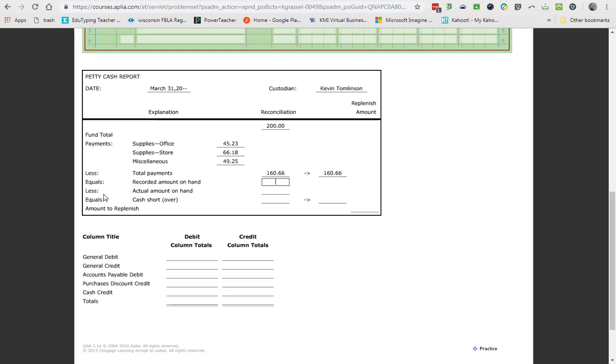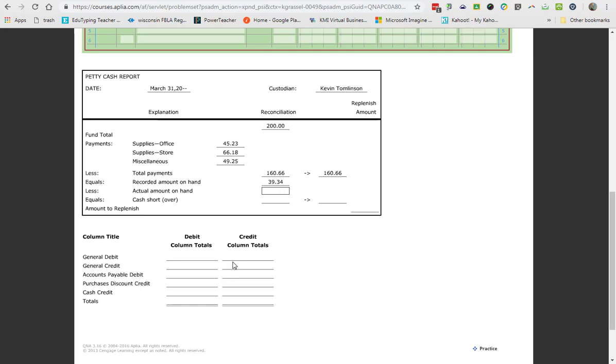Subtract. So we're going to take 200 minus 160.66 that Caden said was our number for it. And what do we get? 39.34. Now, right here, it says the actual amount on hand. So really, what we've done right here is we had 200 to start with. According to our receipts, we spent $160.66.